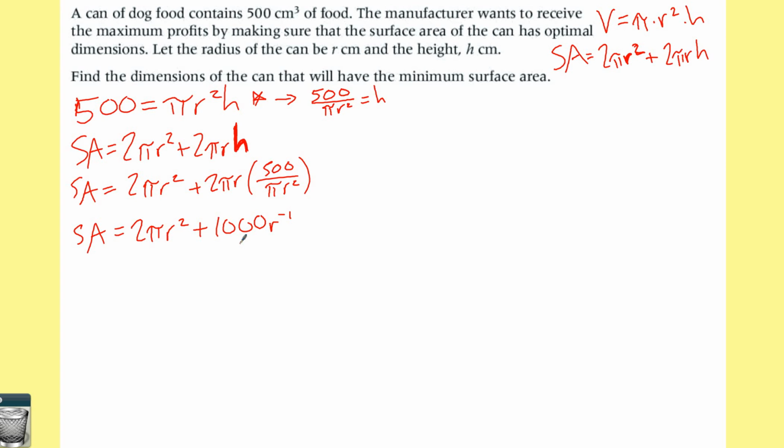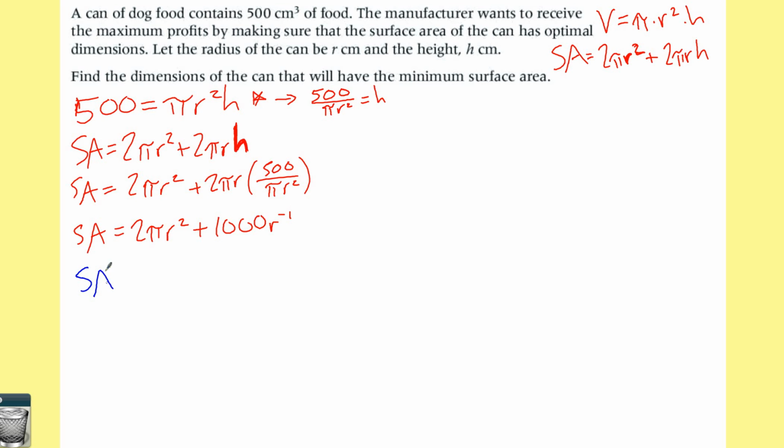So we want to maximize our profits. I'm sorry, minimize our surface area. Why do I keep looking at that? Minimize our surface area. So we need to find those dimensions. What we're going to do is take the derivative of this.